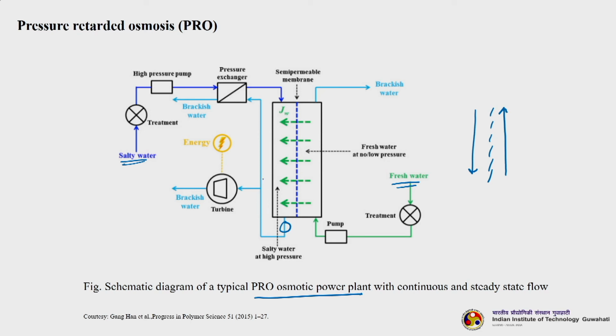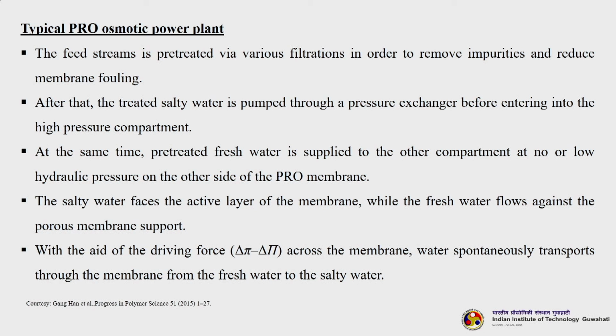So, now that elevated pressure concentrated stream is being fed to a turbine, which will generate electricity, and we get a brackish water here. Now, most of this brackish water can be fed back to this system, mixed with the feed basically. The feed stream is passed through various filtration steps in order to remove impurities and reduce membrane fouling. Most of the impurities present have to be removed for a continuous operation.